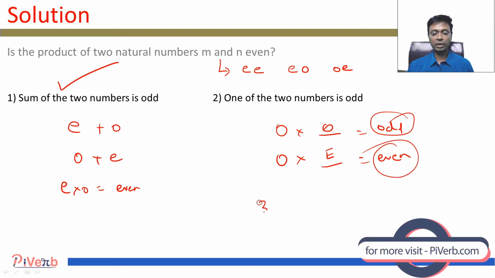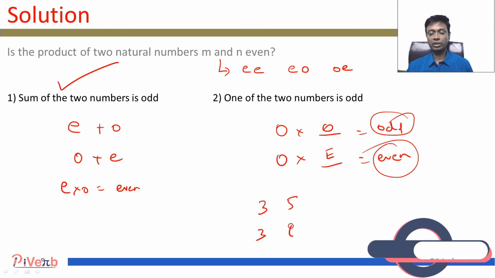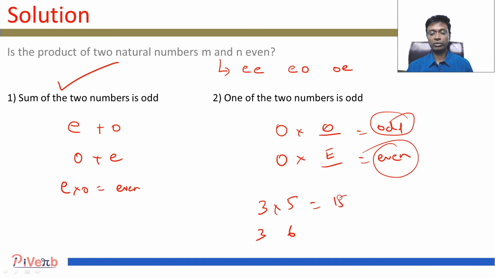The numbers could be 3 and 5. They could be 3 and 6. 3 into 5 is 15. 3 into 6 is 18. One of the numbers is odd, but we don't have enough information about the second one. The second one could also be odd, or it could be even. If the second one were also odd, the product would be odd, otherwise the product would be even. So statement 2 standalone is not sufficient. One alone is sufficient. Choice A.